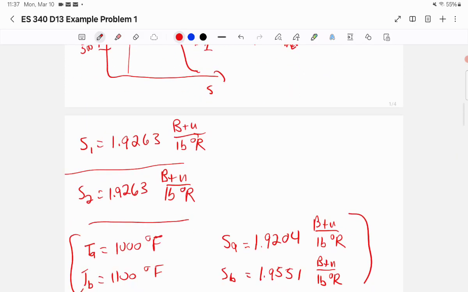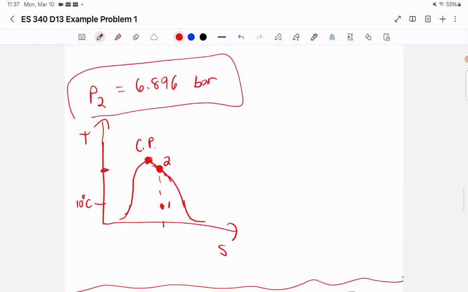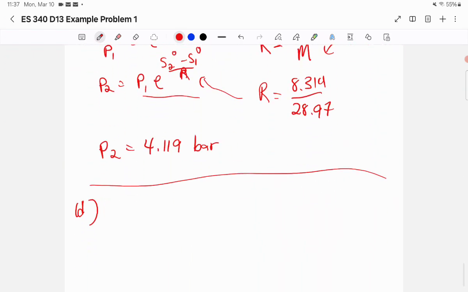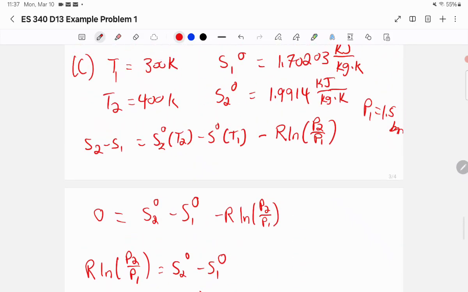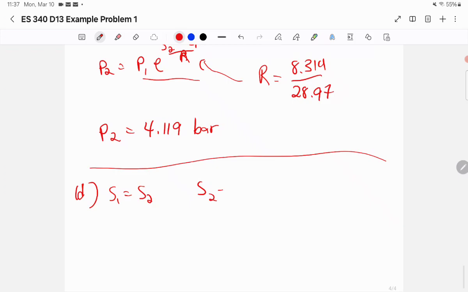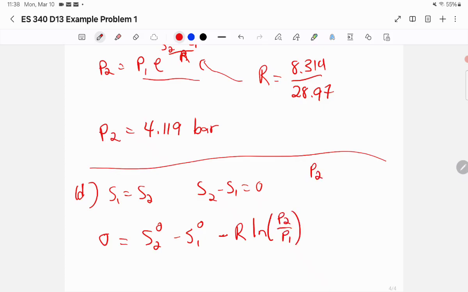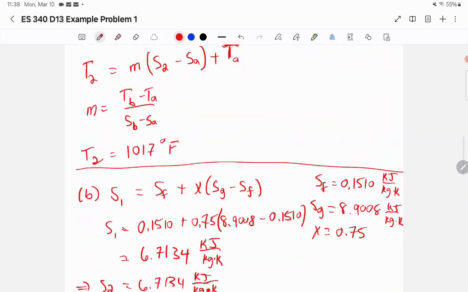We know S1 is equal to S2 again. S1 equal to S2. So that means, again, just like in the equation up here, S2 minus S1 is 0. So we're going to have 0 equal to S2 circle minus S1 circle. And again, we have pressures here, so this will be useful. Minus R times the natural log of P2 divided by P1.